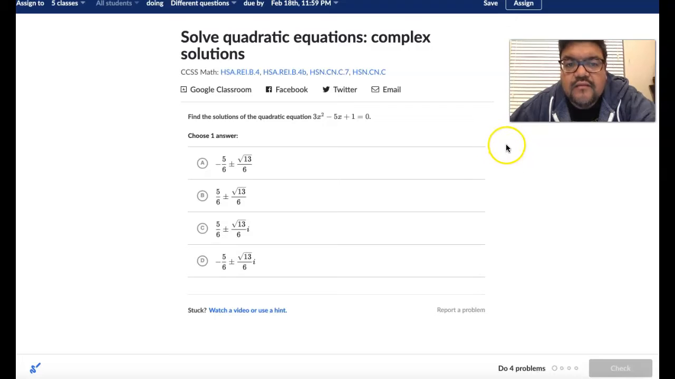This time we're looking at solving quadratic equations that may or may not have complex solutions. Let's take a look at what we've got here.